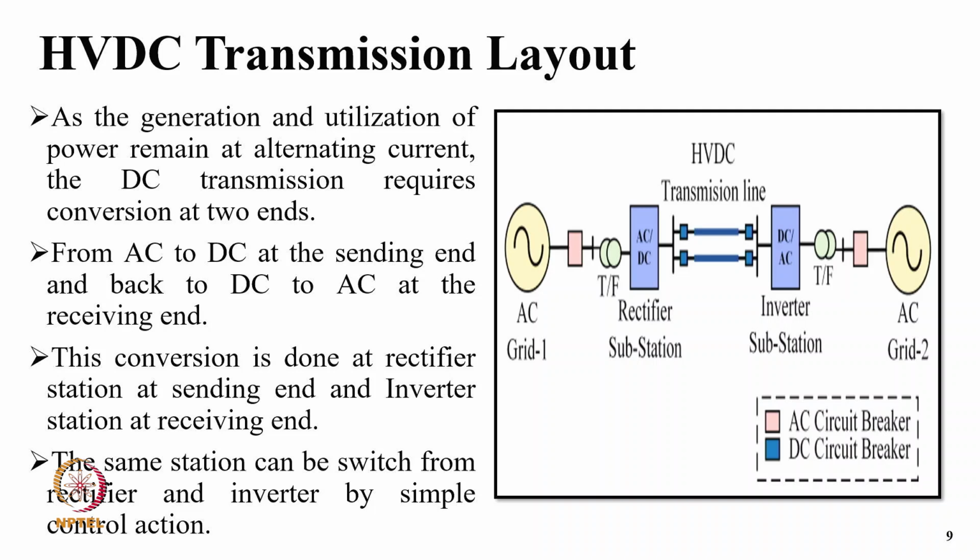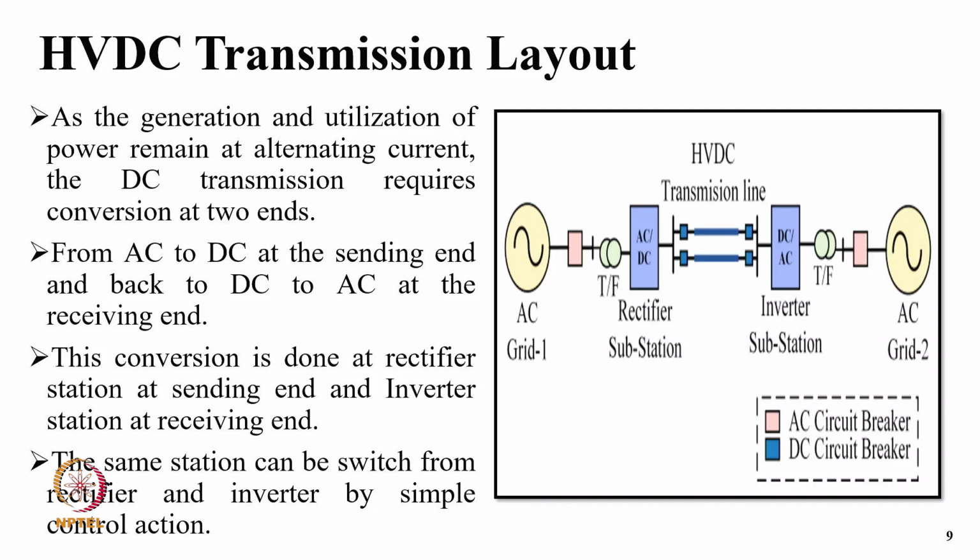So coming to the HVDC system layout, as you can see in the figure, we have an AC grid, then we have a transformer, we call it the rectifier transformer, then we have a rectifier substation, then the HVDC line, then we have the inverter substation with again a transformer, and then the AC grid. So it can be back to back or it can be point to point.